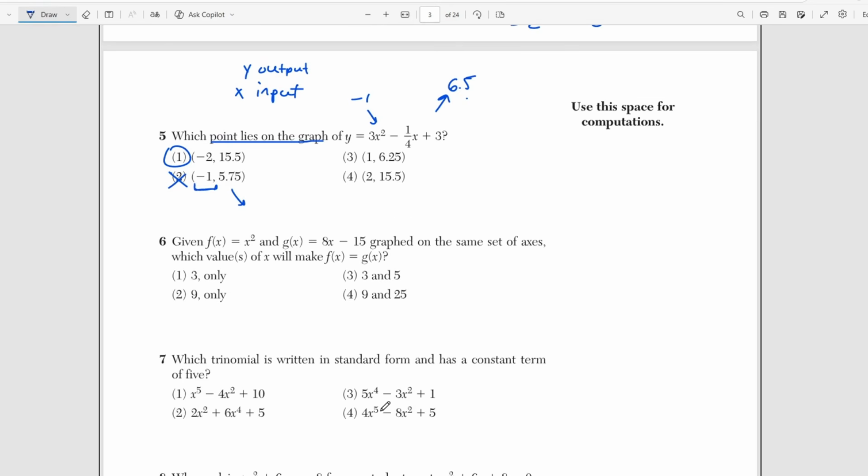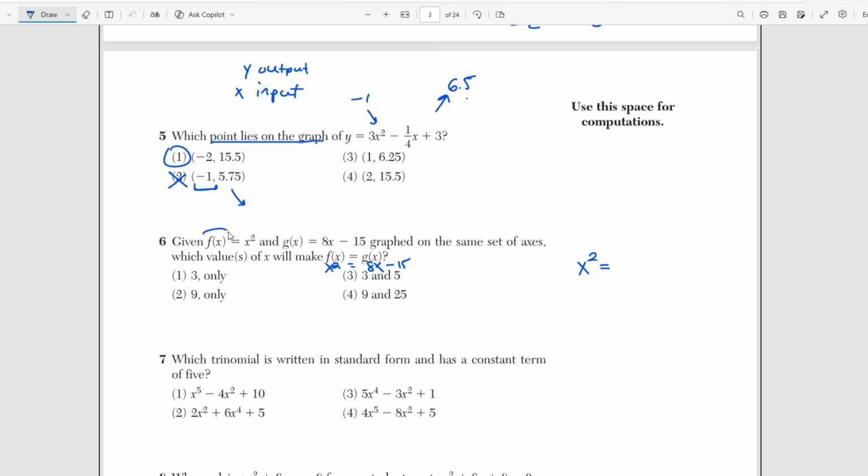Number 6 says, given f of x is equal to x squared and g of x is equal to 8x minus 15, and they're graphed on the same set of axes, which values of x will make f of x equal to g of x? So to solve this problem, we could just set both equations equal to each other, right? So if we have f of x, which is the same thing as saying x squared, and we're setting it equal to g of x, which is the same thing as saying 8x minus 15, look at that, we just set them equal to each other. So all we have to do is just solve for x.